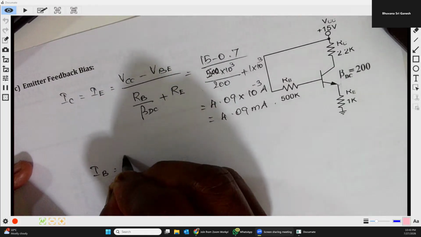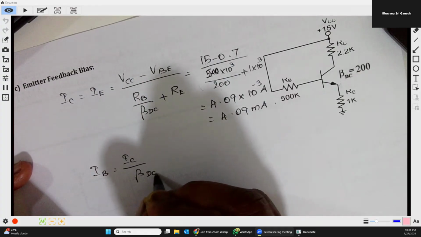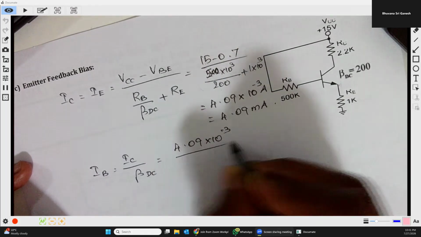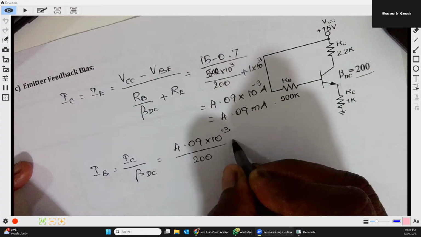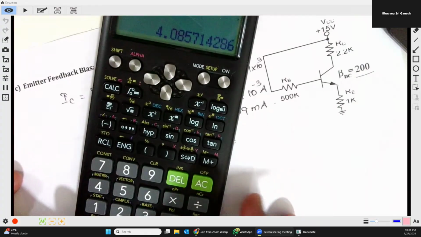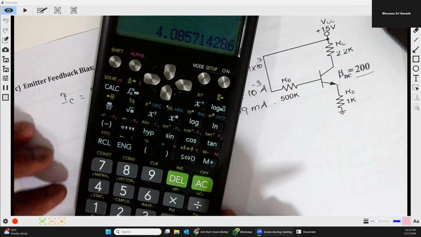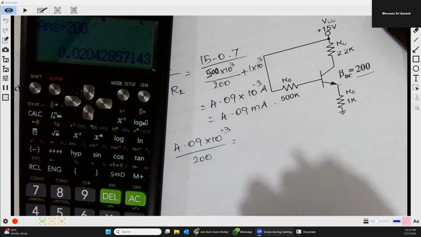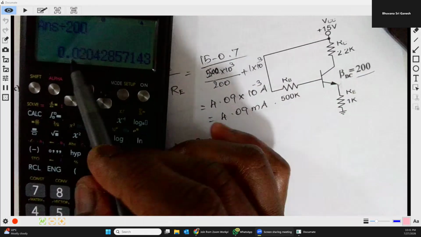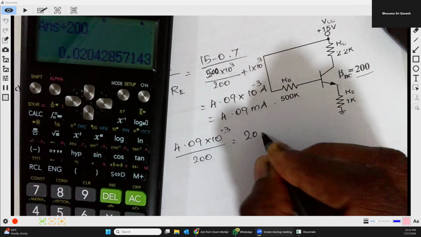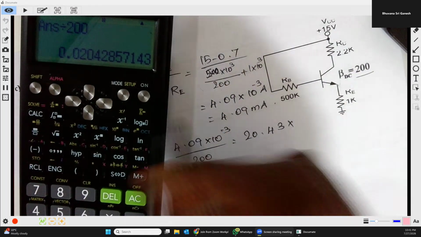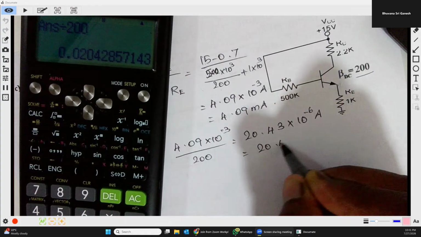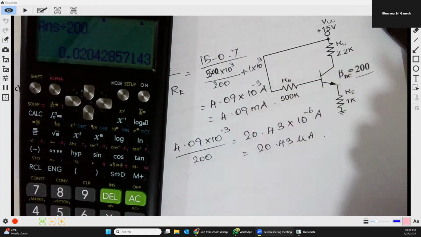Next, after finding IC, we are going to get IB. IB equals what? IC over beta DC. This is 4.09 times 10 power negative 3 over 200. In your calculator, the previous answer divided by 200 equals 0.020. So this is 3 places to the right, 20.43 times 10 power minus 3 and here minus 3, so 10 power minus 6 amperes. So 20.43 microamperes, we have the answer.